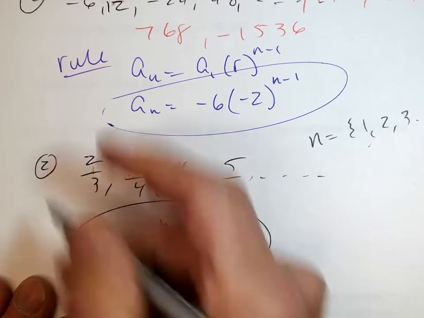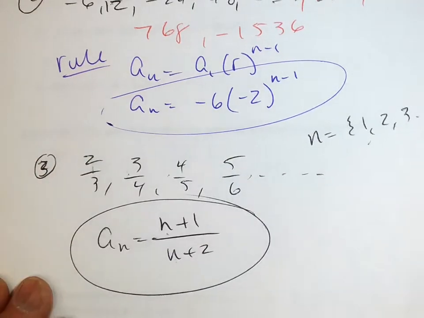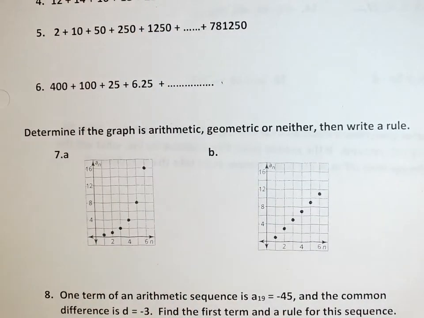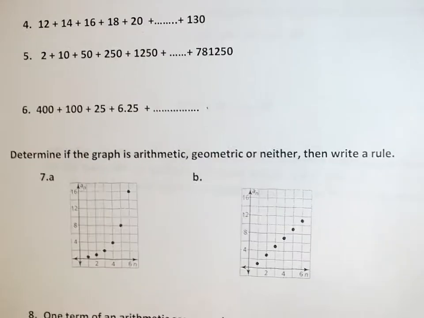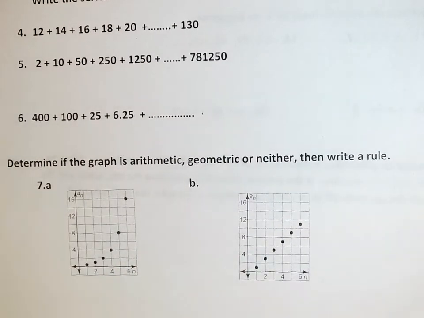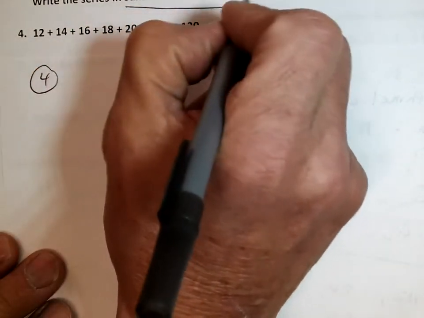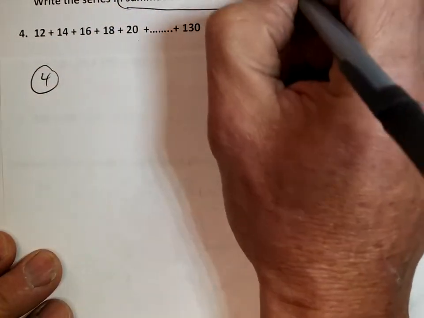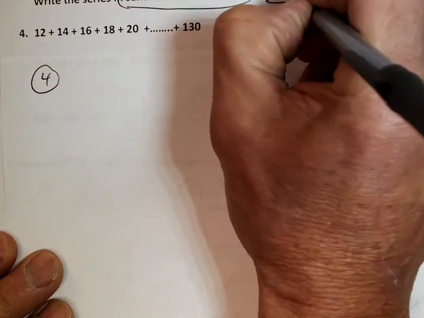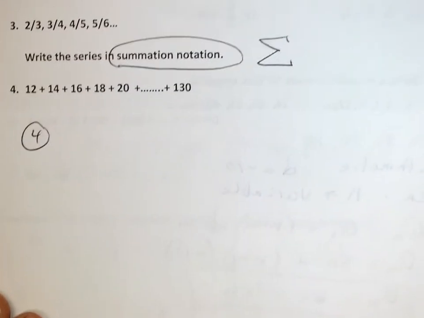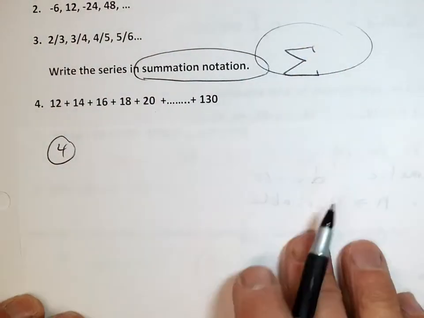All right, 3, that's 3. All right, number 4, okay? Let's write this in summation notation. So number 4, no matter what, I'm going to start with this. Summation notation. Write this symbol down. When you see summation notation, we're going to write that symbol down, okay?